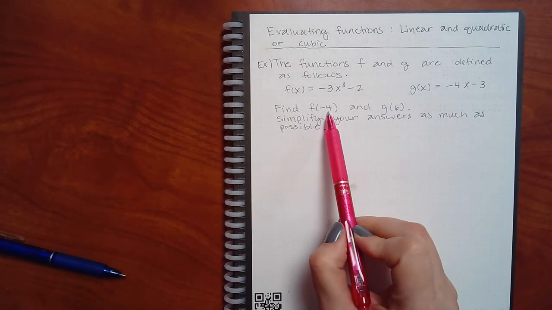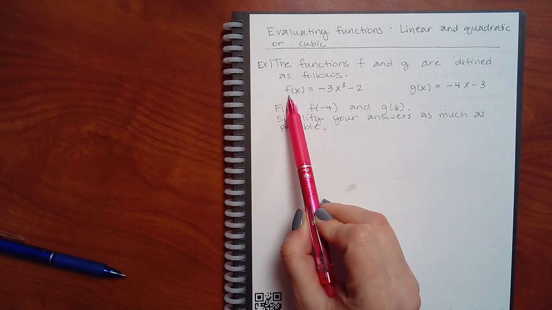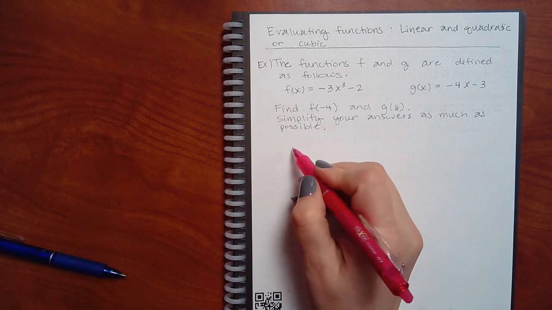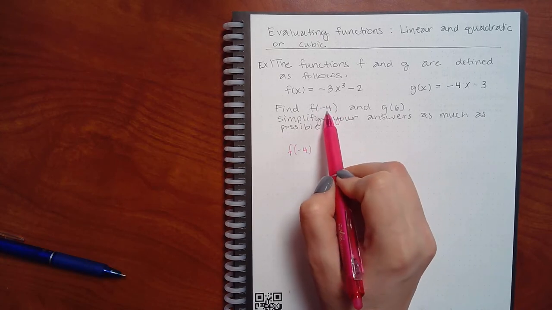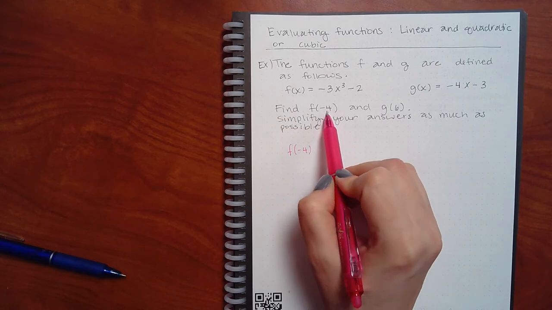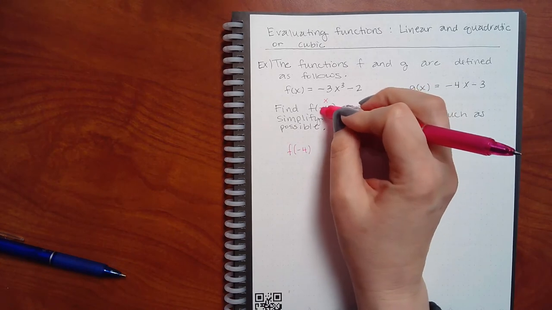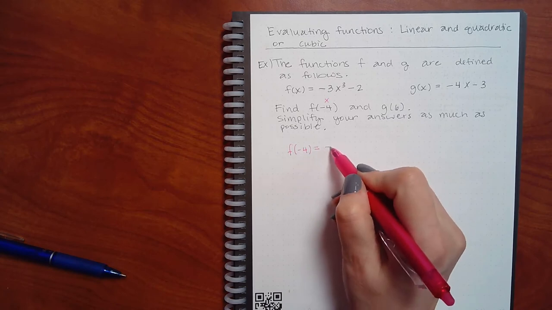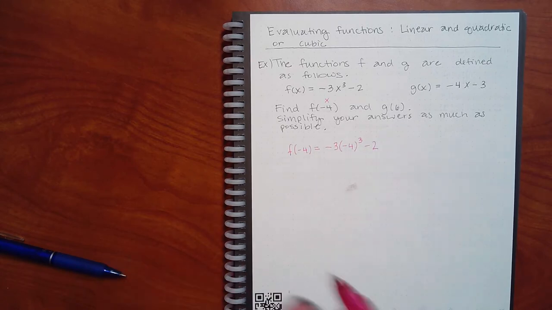Notice that I have a negative 4 in parentheses here, and f on the outside. What was in the parentheses before? An x, right. But now it's a negative 4. So x has turned into a negative 4. What that means is for the rest of the function, you've got to turn all the x's into negative 4s. And then it's just a matter of evaluating.